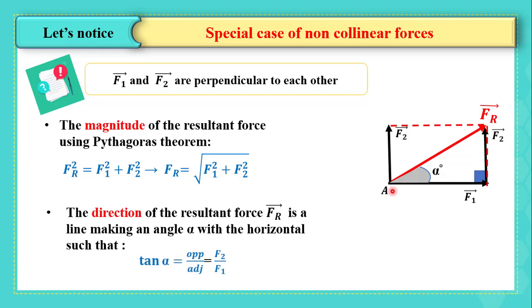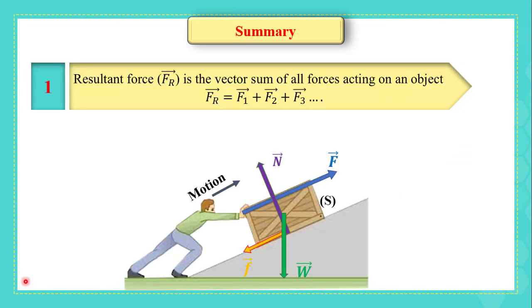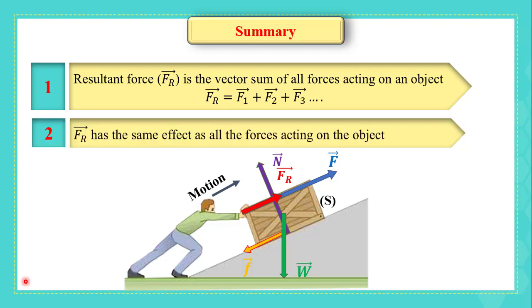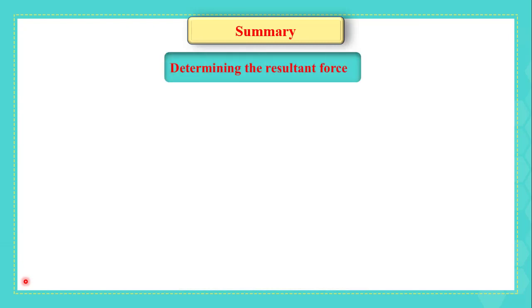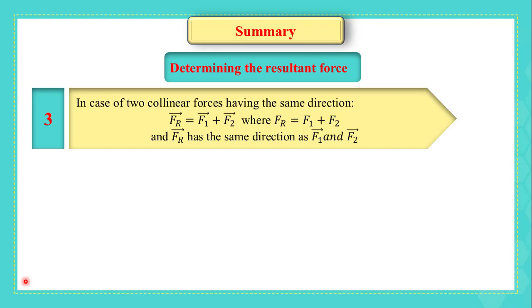Now, to summarize the ideas of this video, we have studied that the resultant force Fr is the vector sum of all forces acting on an object. Fr has the same effect as all the forces acting on this object. To determine the resultant force in the case of two collinear forces having the same direction, the magnitude of the resultant force Fr is equal to the sum of magnitudes of the two forces F1 and F2, and Fr vector has the same direction as F1 and F2 vectors.